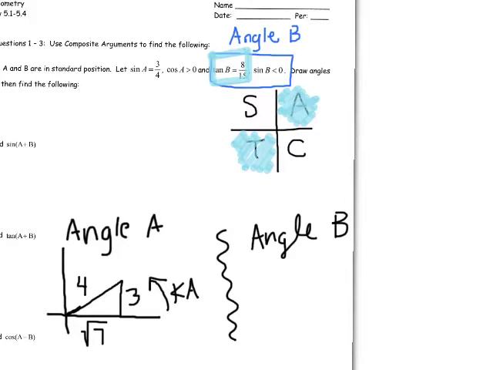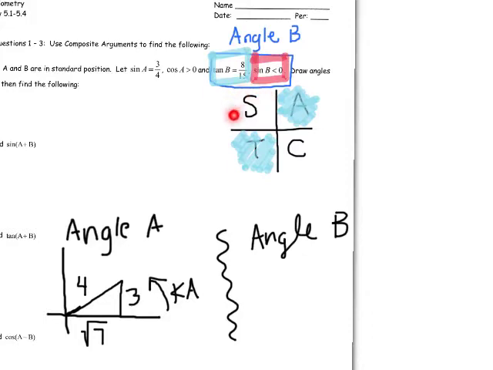So where is sine of B less than 0? Well, this is less than 0, which is a negative number. So you want sine to be negative. So where is sine negative? Well, in quadrant 1, all of them are positive. So is sine negative? No, it's not. All of them are positive. I just said that. So not quadrant 1.